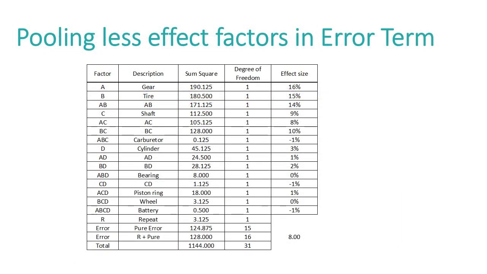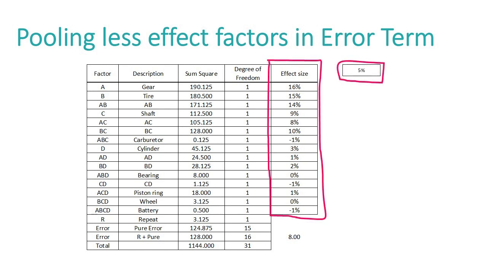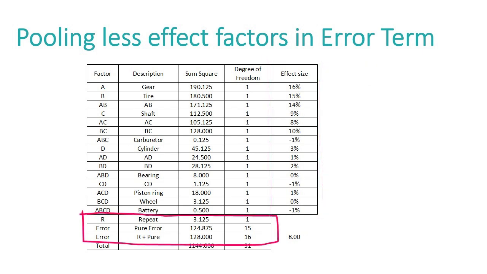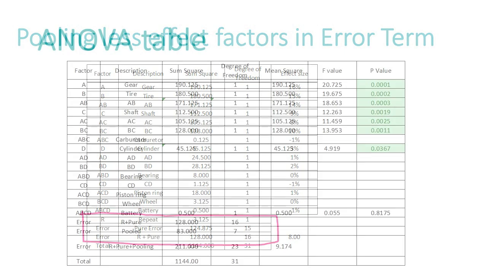Once your experiment is complete, the next step is ANOVA, which analyzes which factor truly impacts your results. But before running ANOVA, this Excel tool performs a pooling process. You can enter a threshold percentage, say 5%, into this cell here. Then any factor or interaction with a contribution less than that will be pooled into an error term along with repeat error and pure error. This improves the accuracy of your F ratio and p-value calculations.